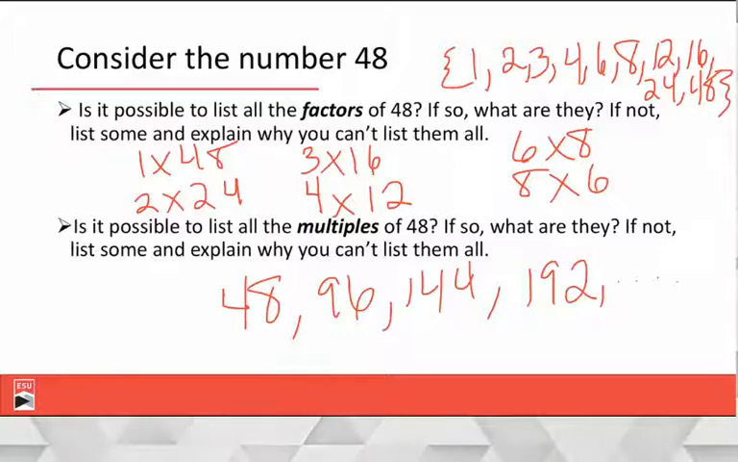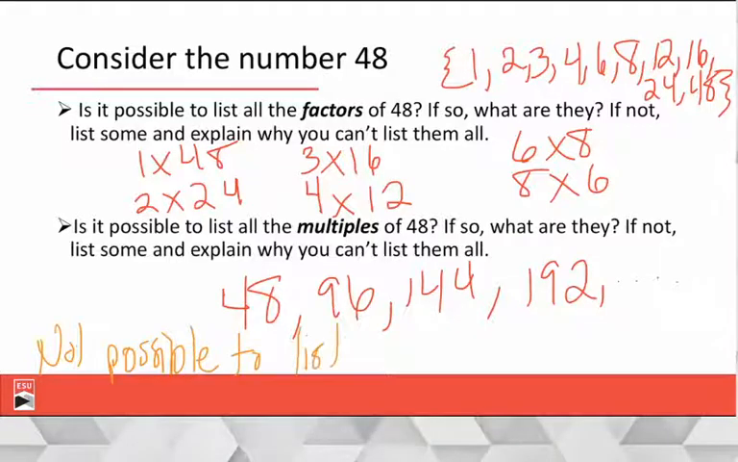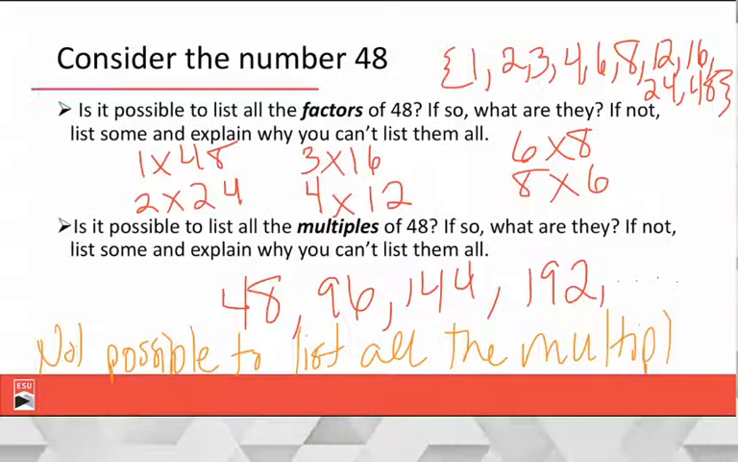And we can just keep counting up by 48 and get a new multiple. So it is not possible, let me switch my color because this is important, not possible to list all the multiples. The reason for that is because there are infinitely many. We can always add another group of that size and get a larger multiple.